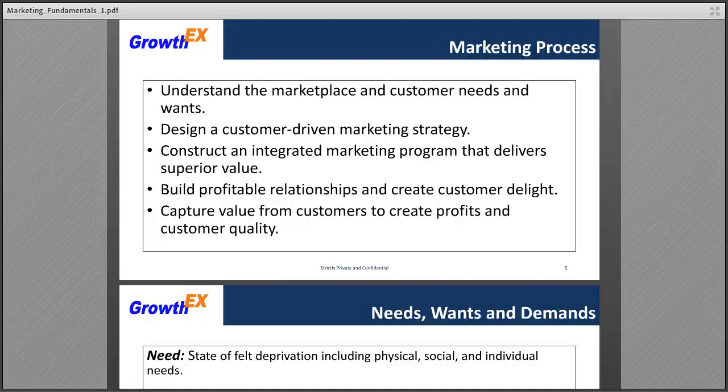Now I have understood the marketplace, I understand the customer, I have the marketing strategy in place, and I have an effective marketing program in place. My next step is to build profitable relationships with my customers and ensure that I am exceeding their expectations, delivering customer delight and making the customer remain stuck to me as a provider. And at the end of all these things, I am able to generate value out of the customer for my organization, to generate revenues and create profits.